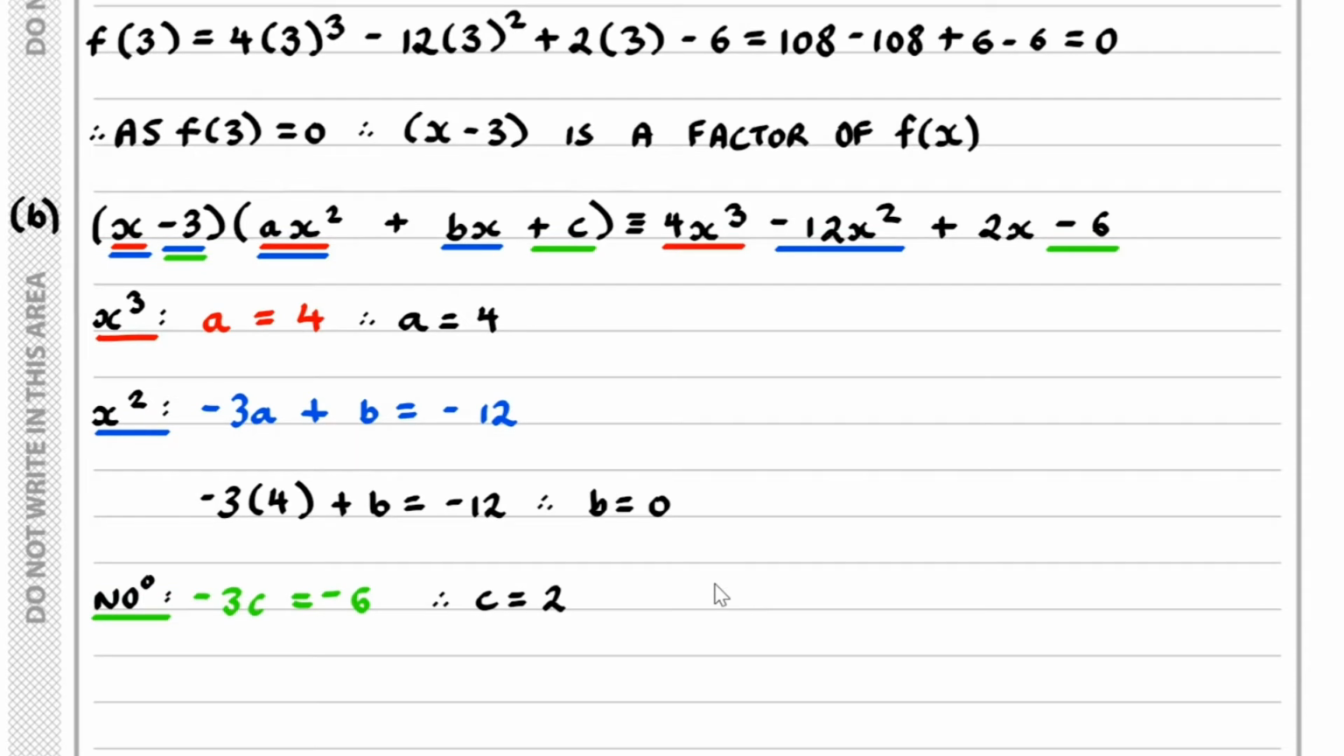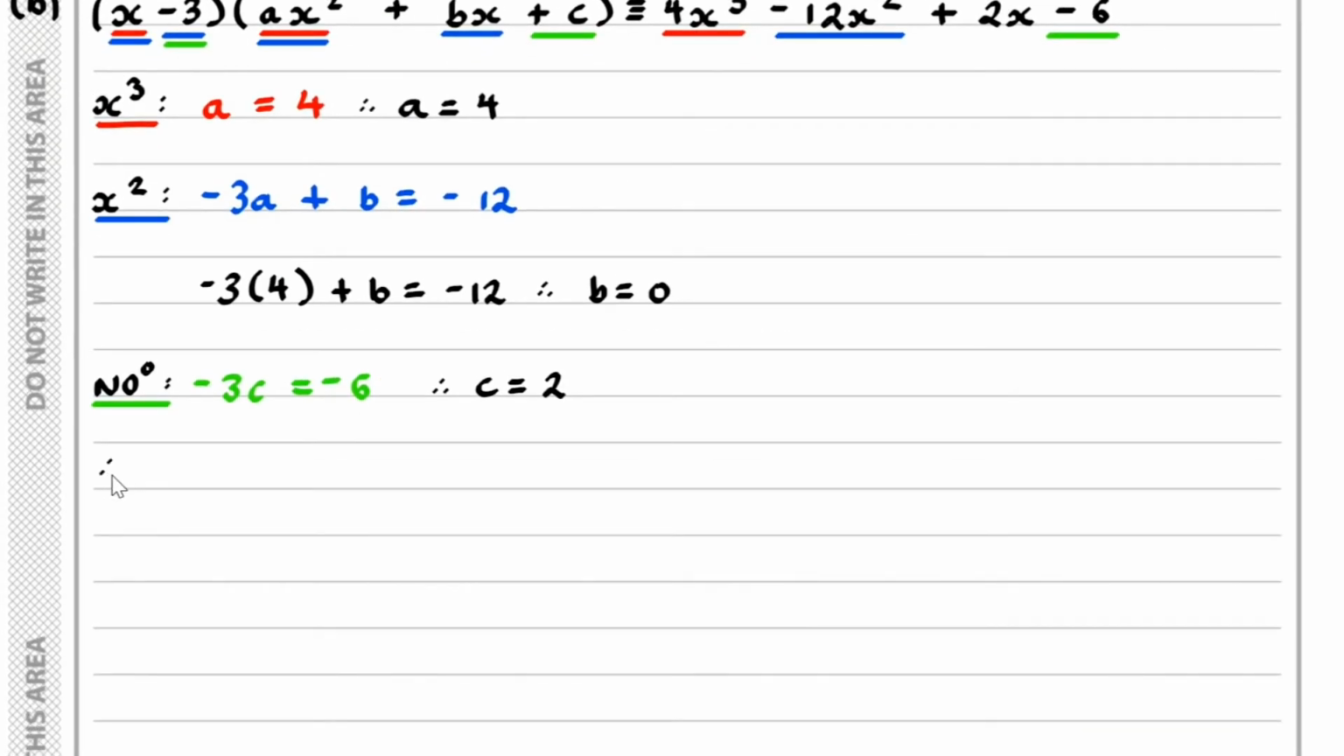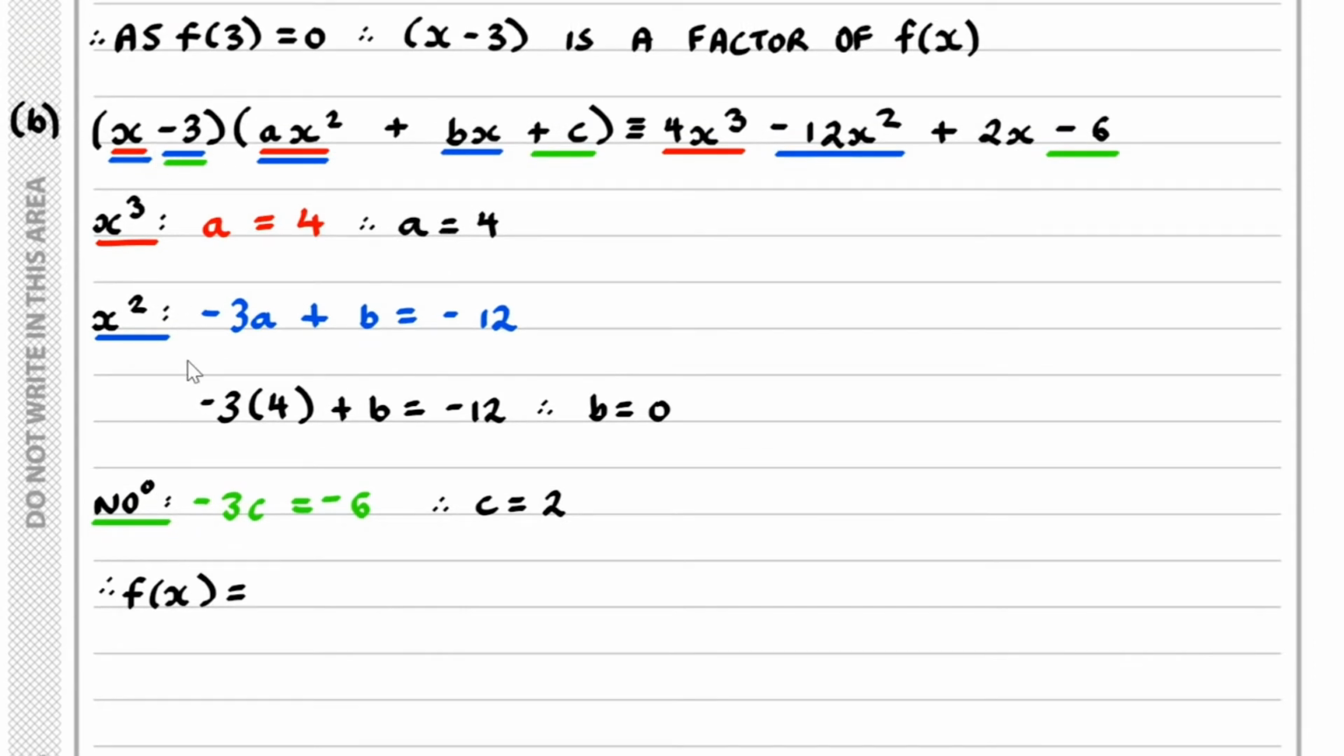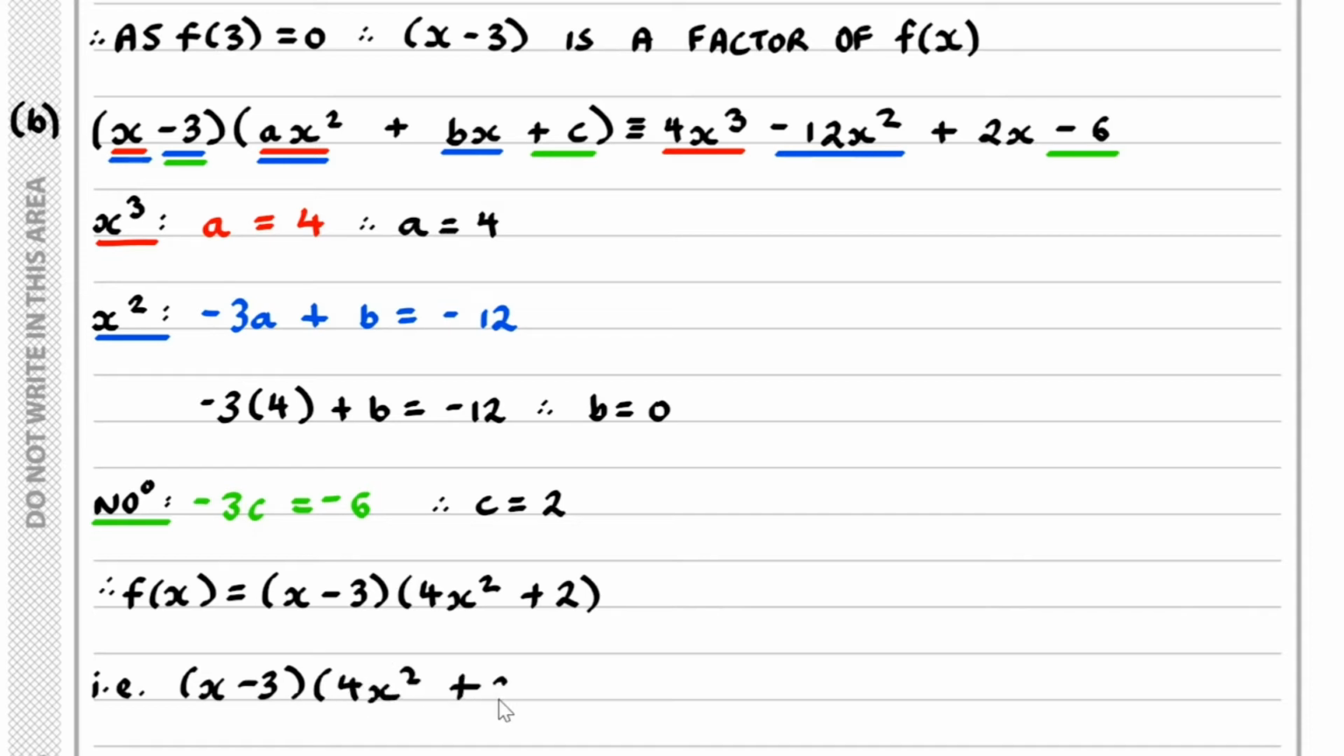Now, if we solve f of x equals 0, well, first of all, let's rewrite f of x. We have x minus 3 multiplied by ax squared, that would be 4x squared, plus bx, that will be plus 0x, plus c, so we add on 2. And if I set this equal to 0, we have x minus 3 lots of 4x squared plus 2 equals 0.